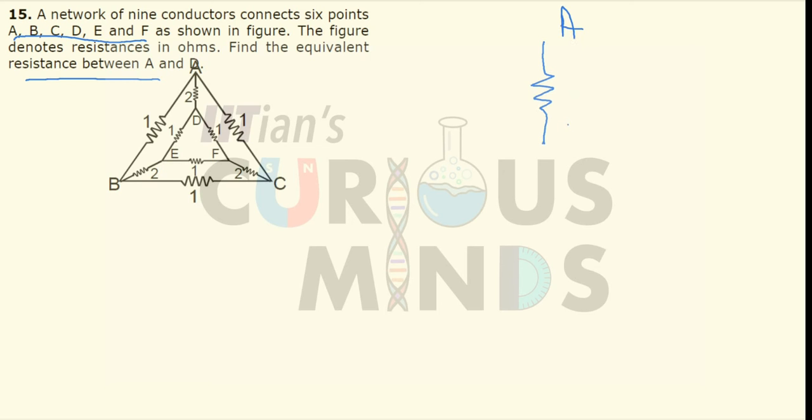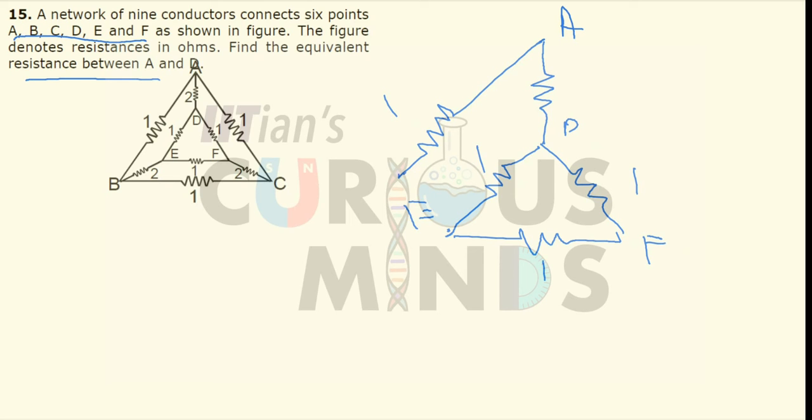This point will be equal to A. This point is D. There is another point which is equal to E. There is another point which is equal to F. So the resistances are 1 ohm, 1 ohm and 1 ohm, and on the outer periphery there will be a resistance of 1 ohm. This is connected to point B.